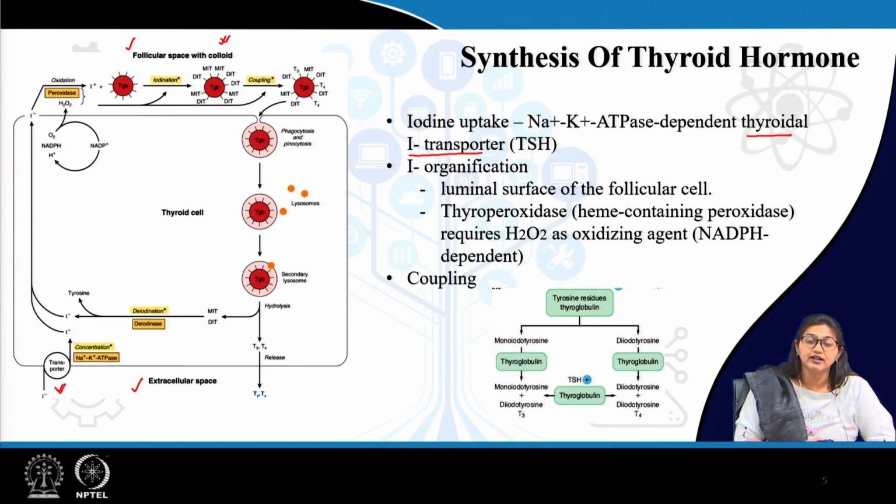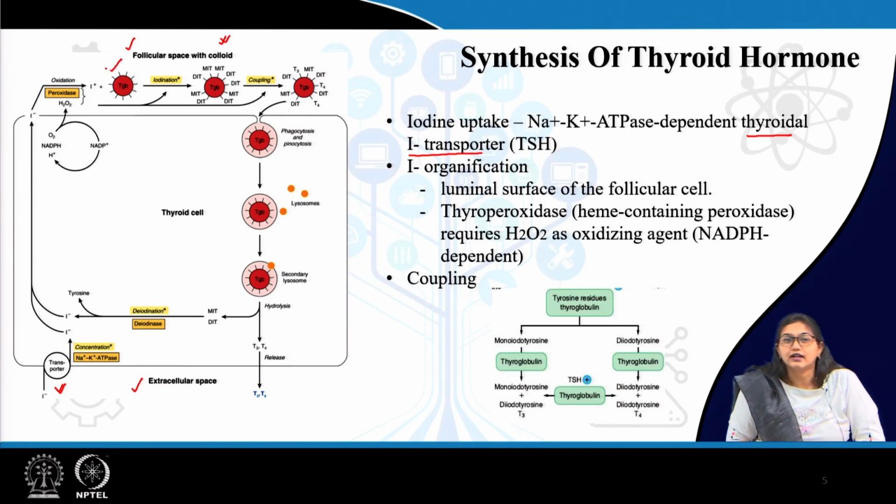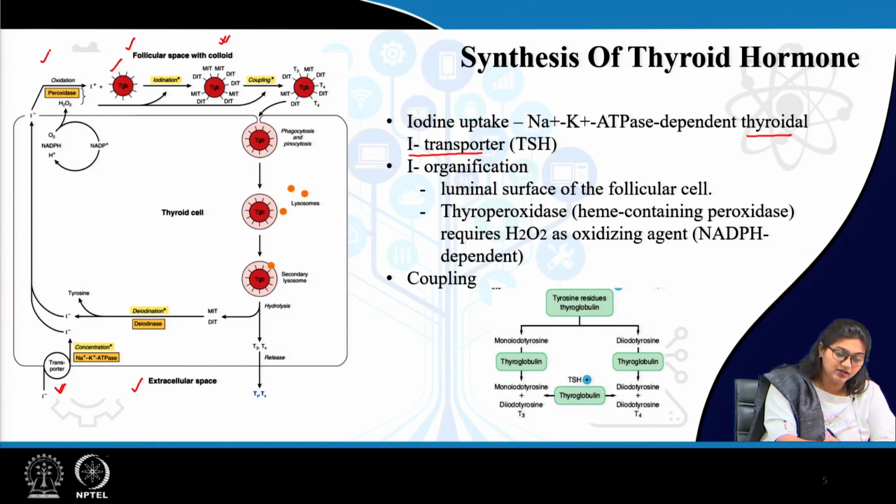Now, this iodine is utilized for iodine organification. Iodine organification means it causes iodination of thyroglobulin. How? Now, remember, the transporter is located on the extracellular side of the cell, and iodine is taken up inside the cell, but the iodine organification occurs on the luminal surface of the follicular cell here.